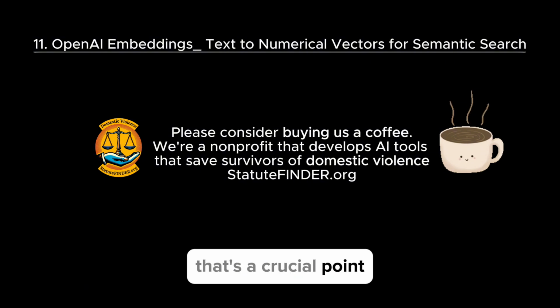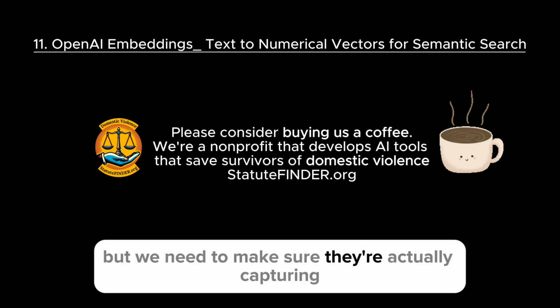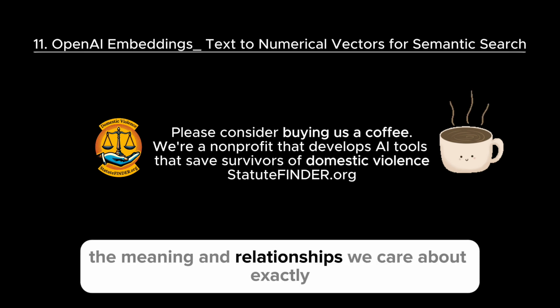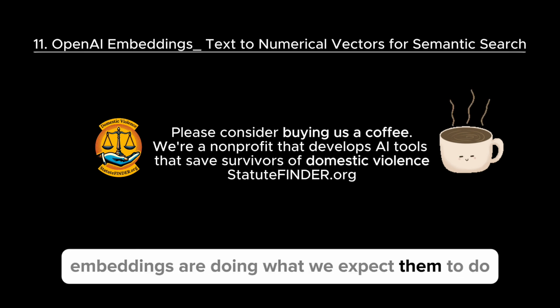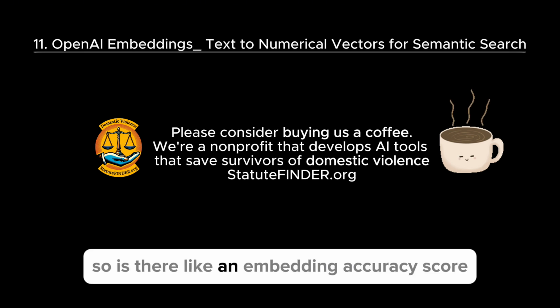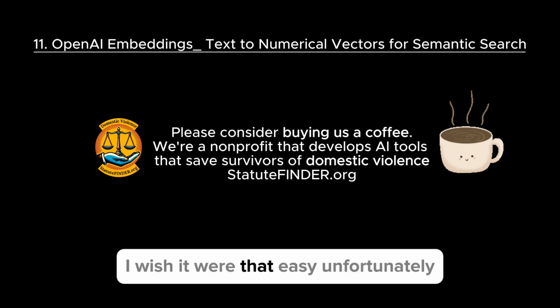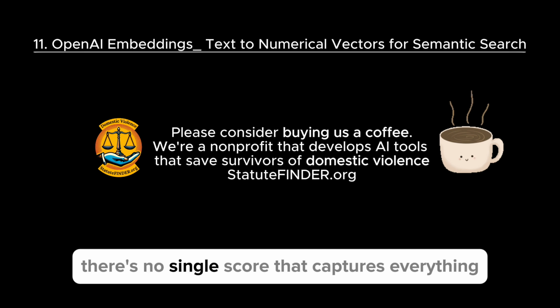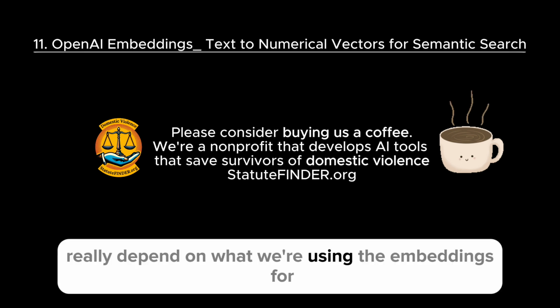That's a crucial point. It's great to have these numerical representations, but we need to make sure they're actually capturing the meaning and relationships we care about. Exactly. Evaluation is key. It tells us if those embeddings are doing what we expect them to do, if they're right for the job. So is there like an embedding accuracy score? Some magic number that tells us how good they are? I wish it were that easy. Unfortunately, there's no single score that captures everything. The metrics we use really depend on what we're using the embeddings for.